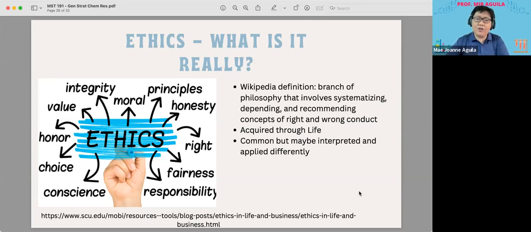So it started at our individual homes, and once you interact with other people, you've learned and I would say developed your own ethics. Okay, so this is common, really, but maybe interpreted and applied differently. Particularly, say, if we have indigenous people, the ethics that they have are quite different from us because we don't know how they live their life as indigenous people.